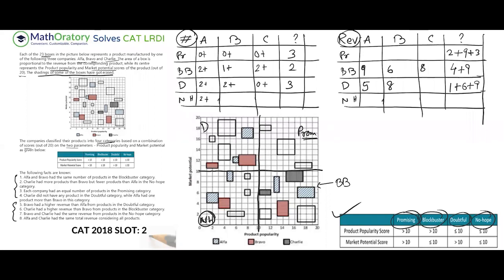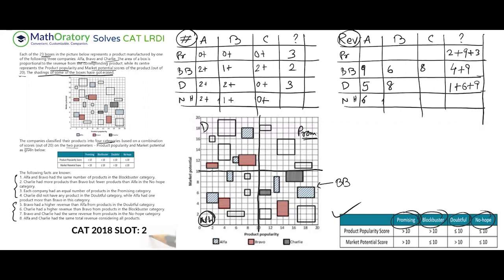Bravo, there is 1 of these. And Charlie, again, it's missing right now. So let me write a 0 plus. And for revenue, Alpha has a total revenue of 4 square units and 2 square units. So that is 6 as of now.